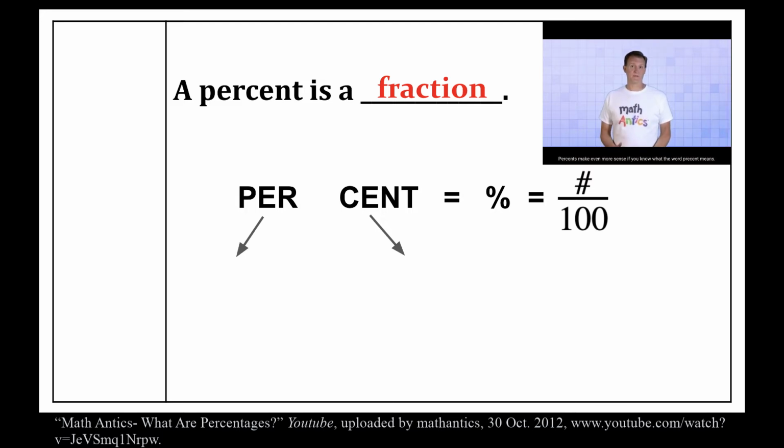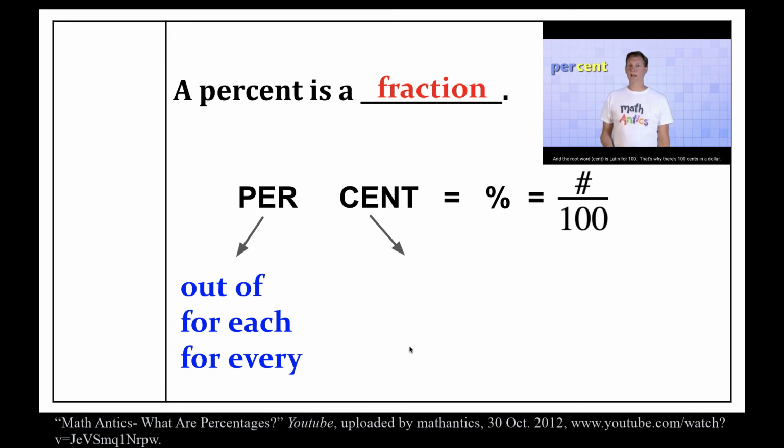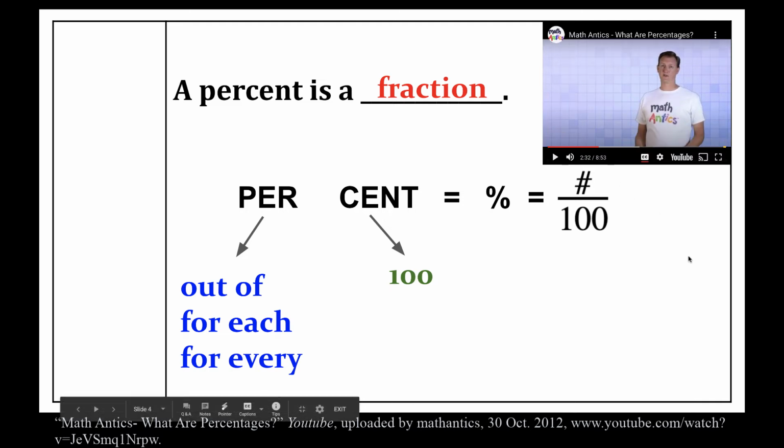Percents make even more sense if you know what the word percent means. The prefix of the word, per, means for each or for every. You know, like if someone said only one cookie per person, and the root word, cent, is Latin for 100. That's why there's 100 cents in a dollar. So percent literally means per 100. And that's why they're shortcuts for writing fractions that have 100 as the bottom number. All right then. Make sure you have the red part, the blue part, and the green part filled in your notes. A percent is really a fraction.